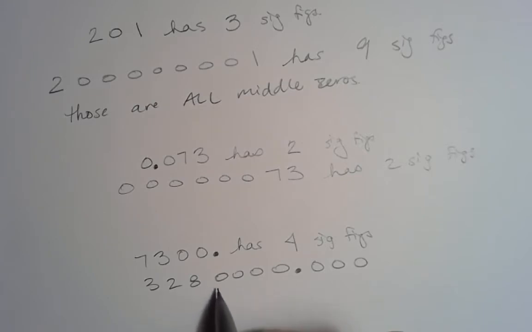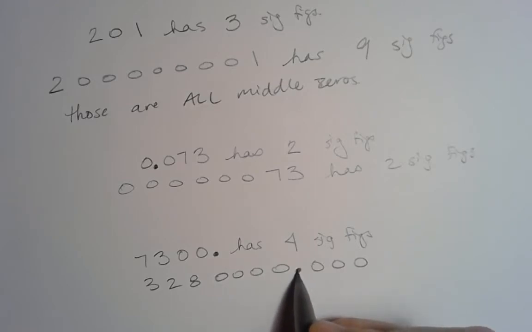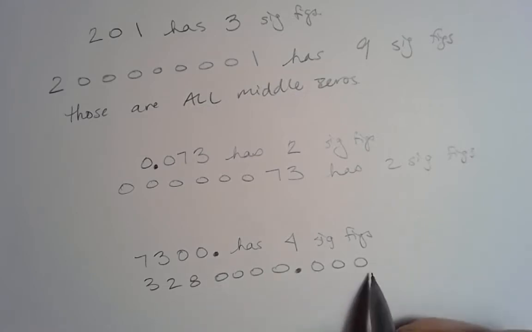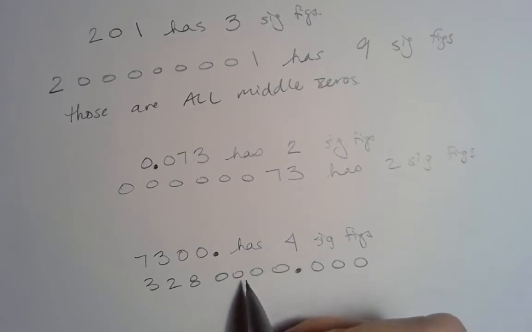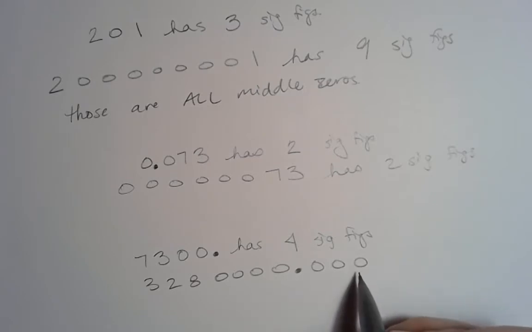Here's the funky part. This is significant, this is significant, this is significant, because they are ending zeros and there is a trailing decimal involved. This tool, even though it's a really big thing it's measuring, could measure down to this place value. This is a real precise tool with a really specific thing that it's measuring.